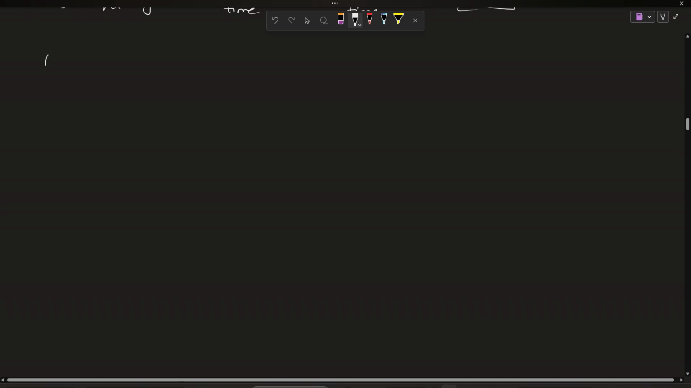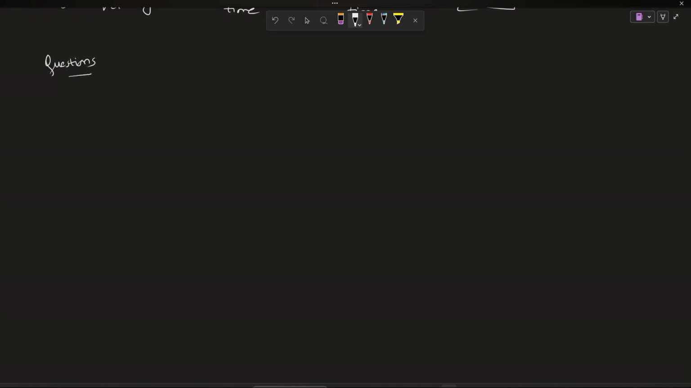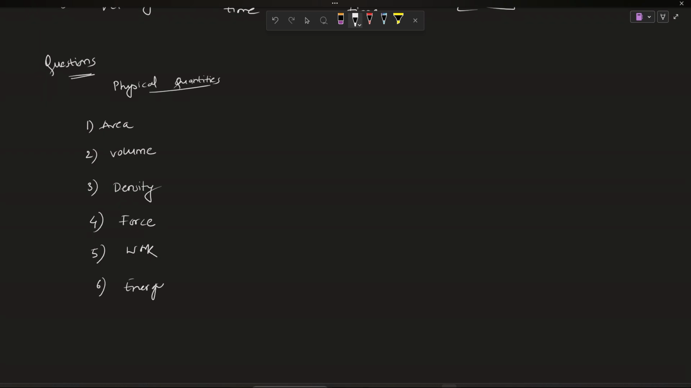Like some of the questions we'll solve here. We'll take some physical quantities and try to write down their dimensions. Okay, the first thing is area. Second is volume. Third is density. Fourth is force. Fifth is work. Sixth is energy. Seventh is momentum.